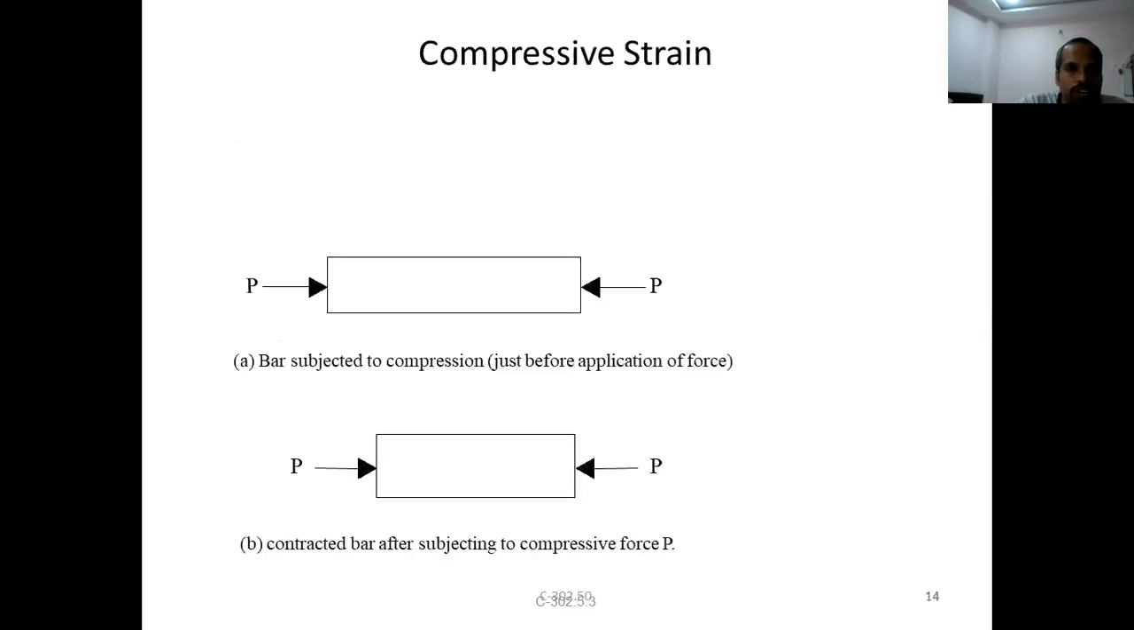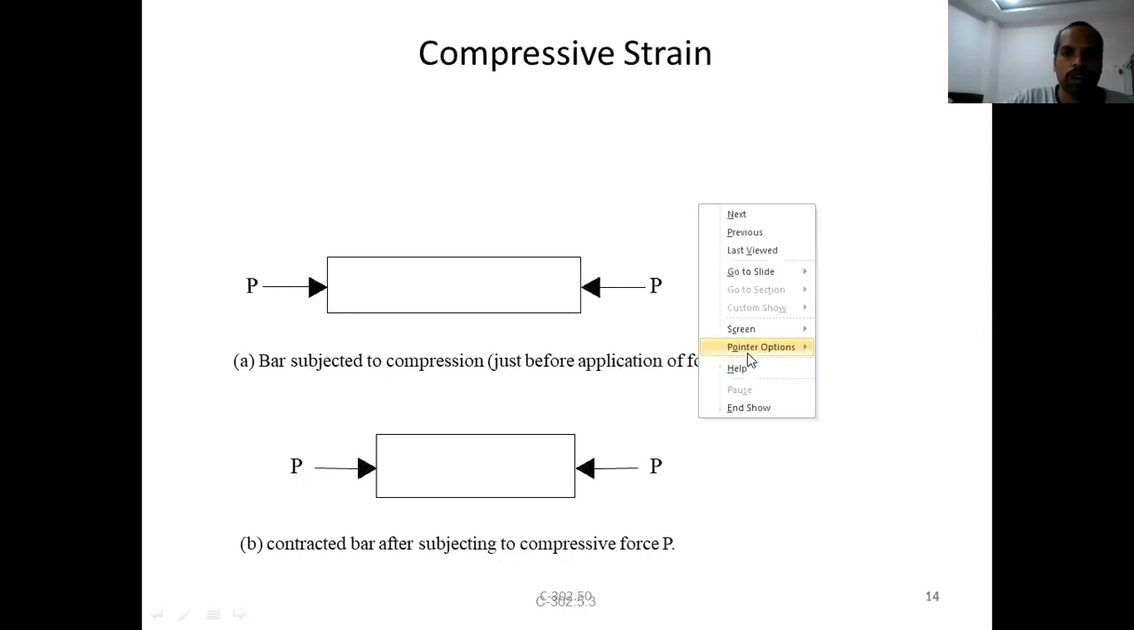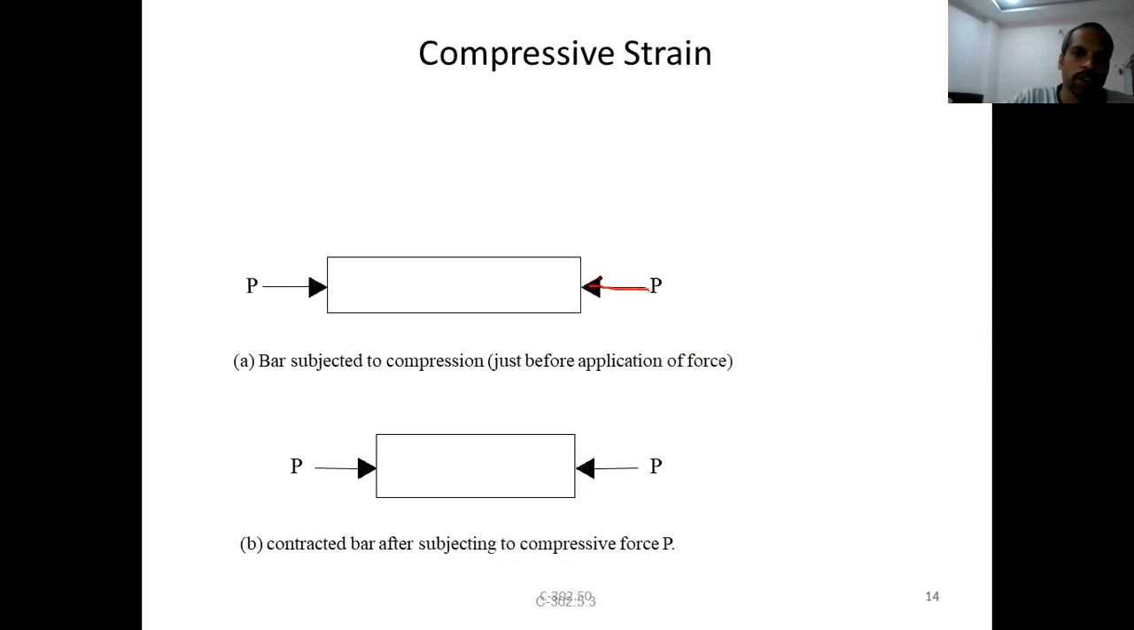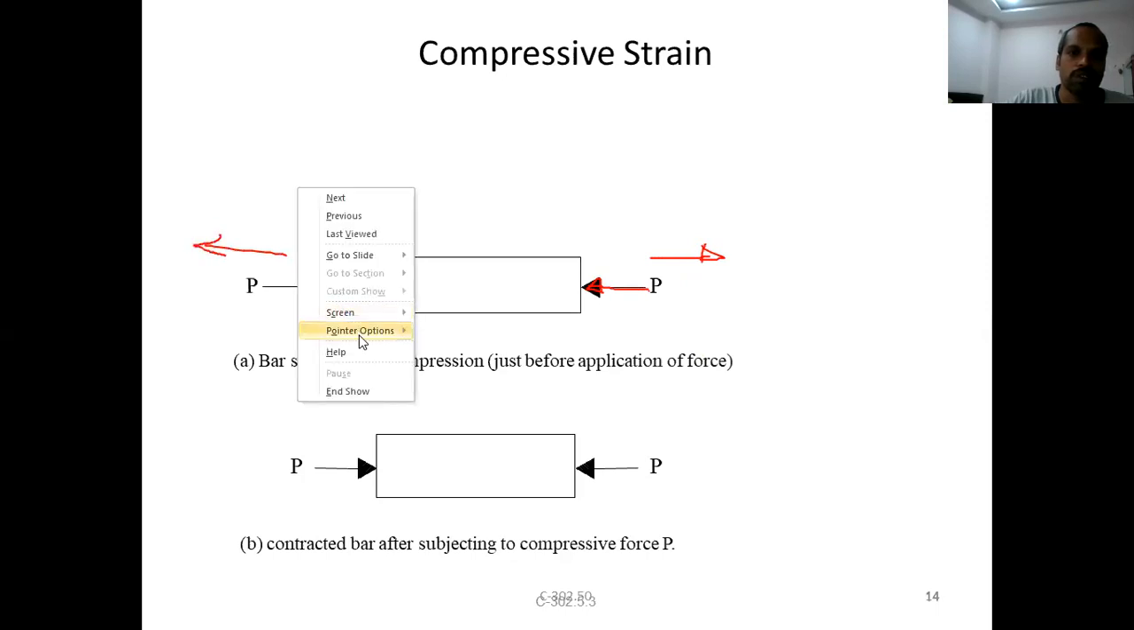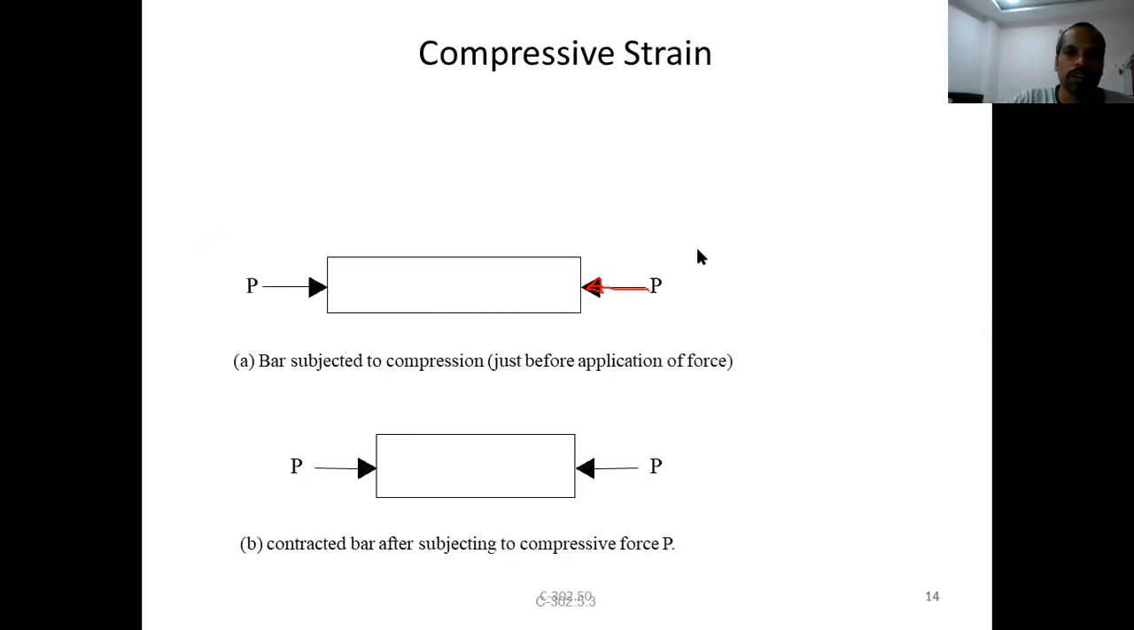Then comes compressive strain. So the bar is subjected to a compression. This is the load, see this load. This is nothing but towards the member. The load acts towards the member. Away from the member means like this. This is away from the member, and this is towards the member. Away from is nothing but tension. Towards means nothing but compression.